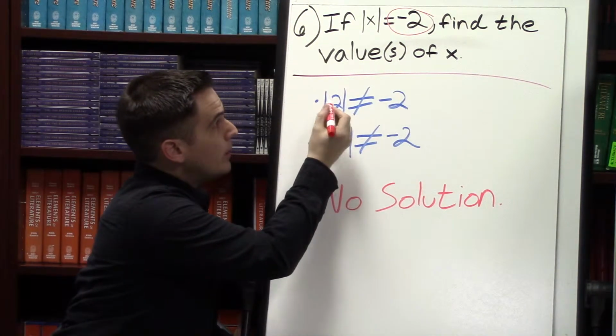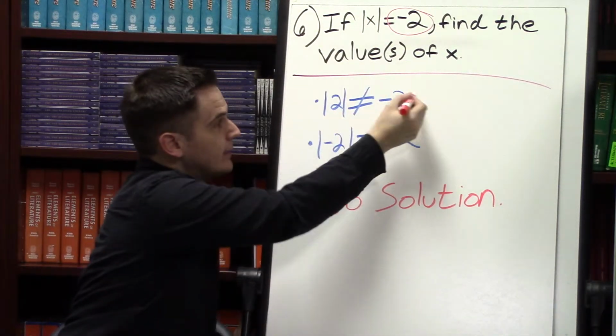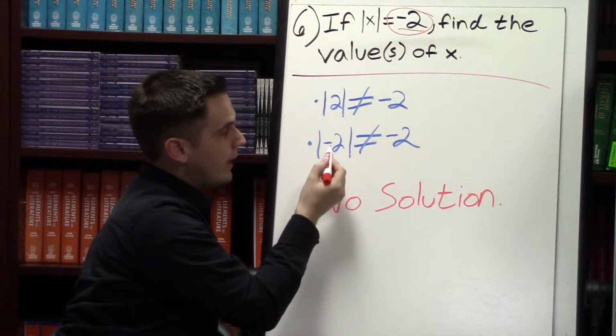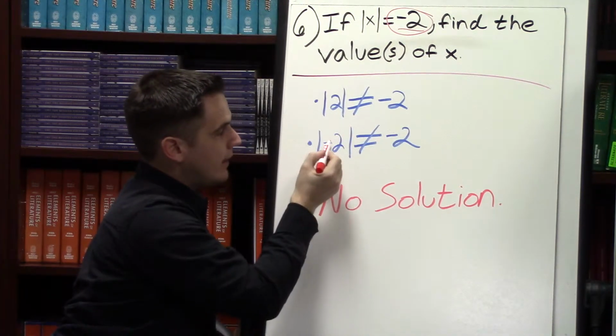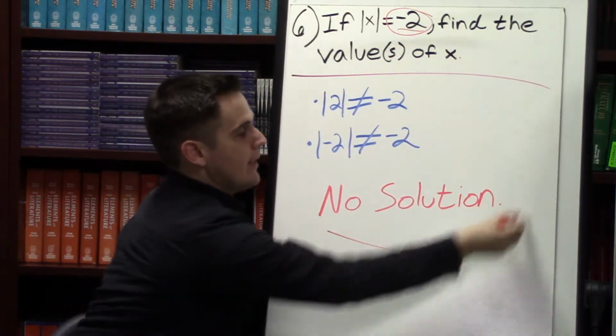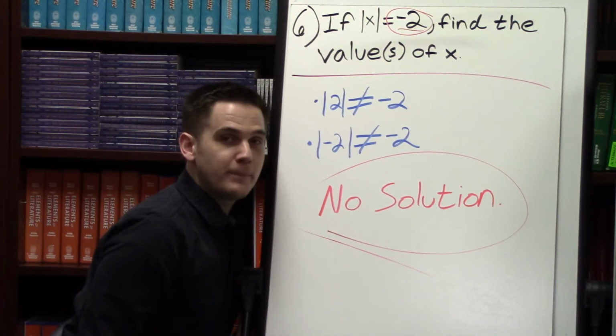So if you put a 2 in instead of x, that doesn't equal -2, like the problem is telling you to do. If you put a -2 in there, the bars and the negative fall away. You still don't get -2, so the answer is no solution.